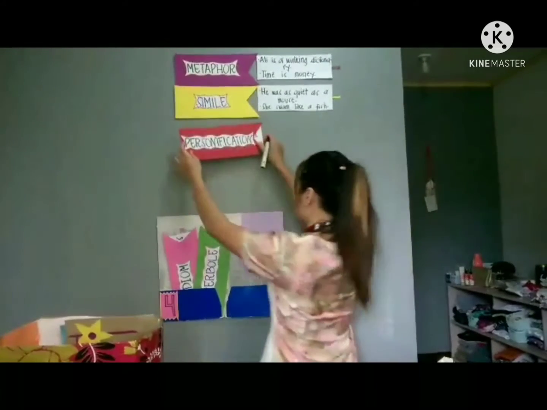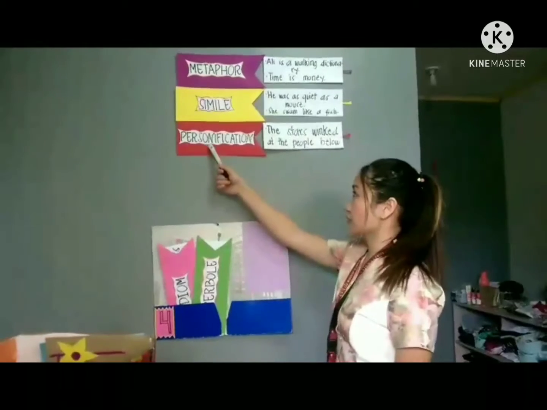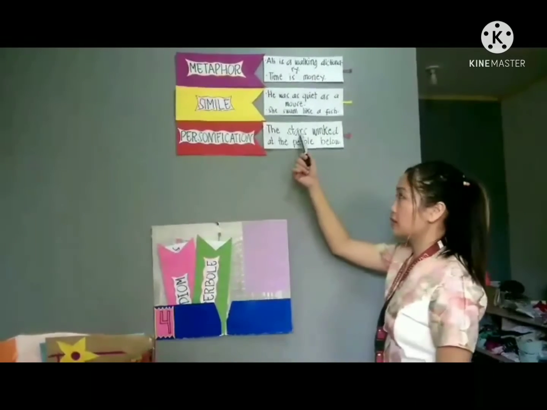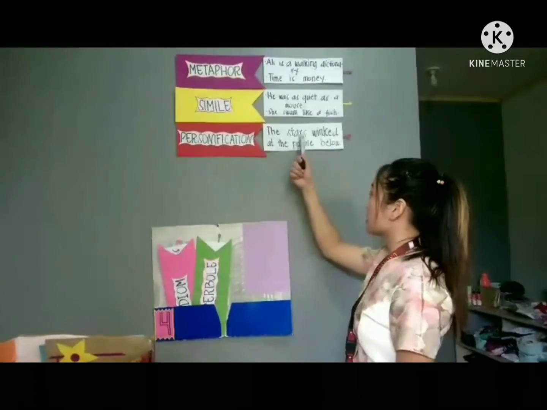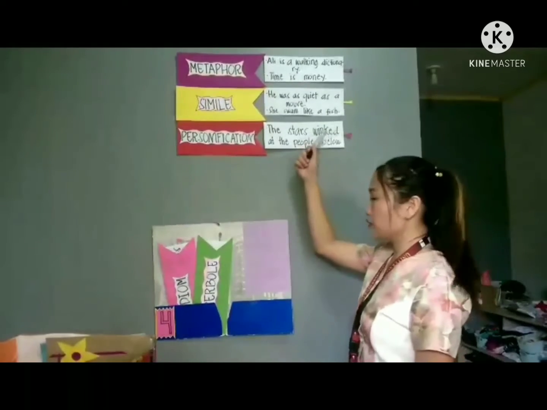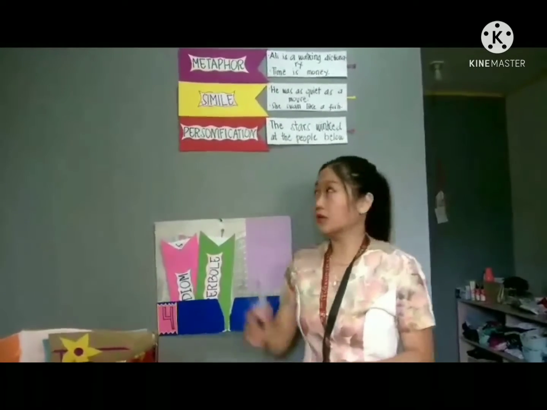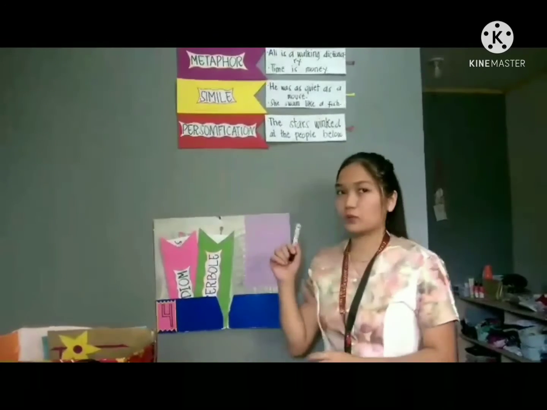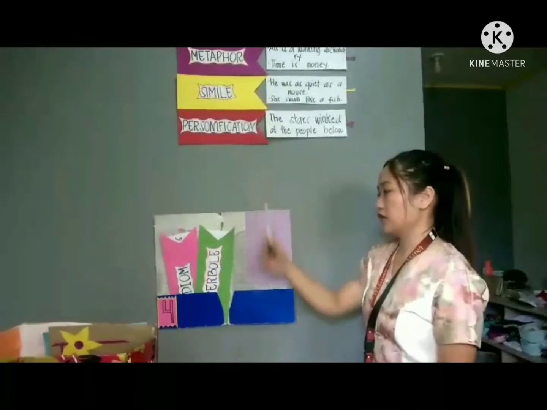Next we have personification. This is the example of personification. The stars winked at the people below. As we have seen, we're giving human characteristics to an otherwise non-living object. We're reading it as if the stars can wink at the people. So we're giving human characteristics here, which belongs to personification.